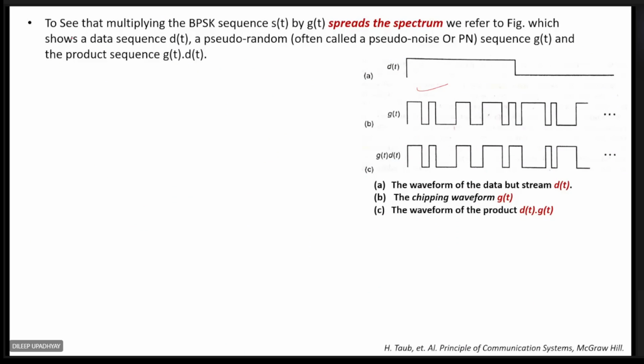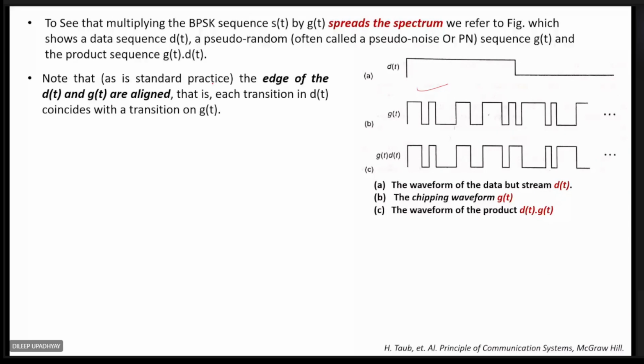Now, to see that multiplying the BPSK sequence ST by GT spreads the spectrum, I have shown you how it spreads the spectrum. We refer to the figure which shows the data DT, a pseudo noise sequence, often called the PN sequence GT, and the product sequence GT times DT. Now, note that the edges of the DT and GT are aligned. As I told you, the edges of the DT and GT must be aligned, otherwise this FC will change. In the case of this GT into DT, the FC will not be the same as that of the chips of the DT into CT if the edges are not aligned.